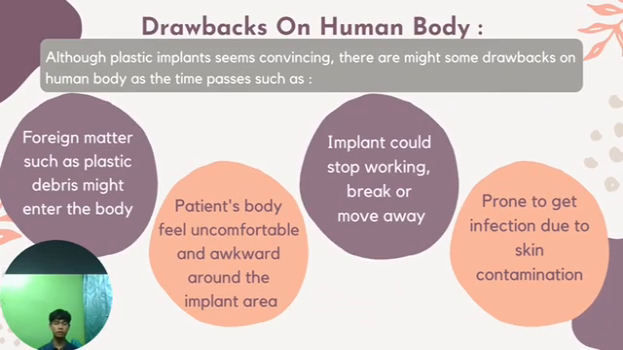Drawbacks on the human body. Although plastic implants seem convincing, there are some drawbacks on the human body as time passes. First, foreign matter such as plastic debris from the plastic implants will enter the body. Second, the patient's body might feel uncomfortable and awkward around the implanted area because it is not used to having a foreign object reside in the body. The third is that the implant could stop working, break or move away from its original location. And the last is that it is prone to infection due to skin contamination, especially around the implant area.